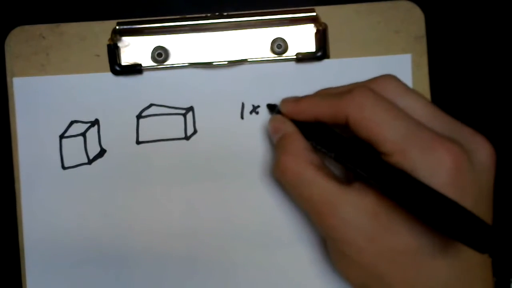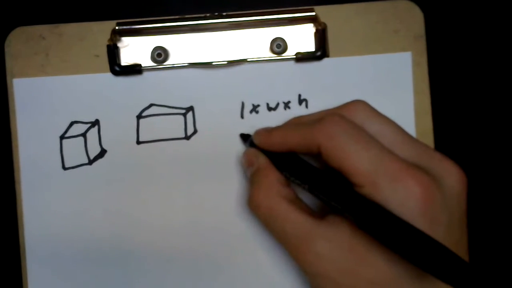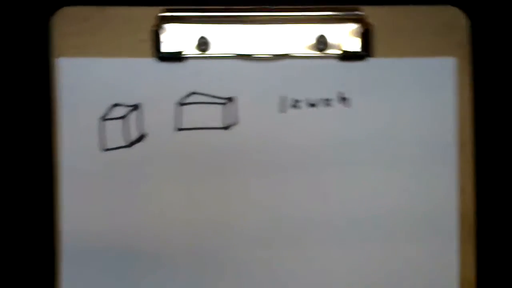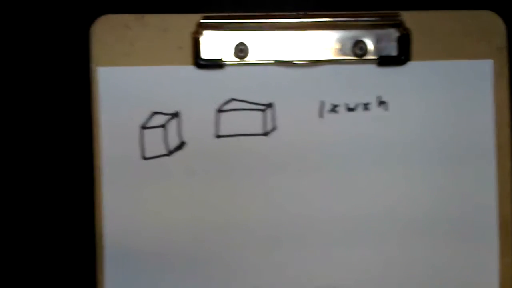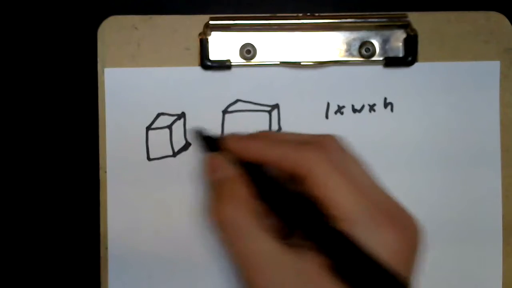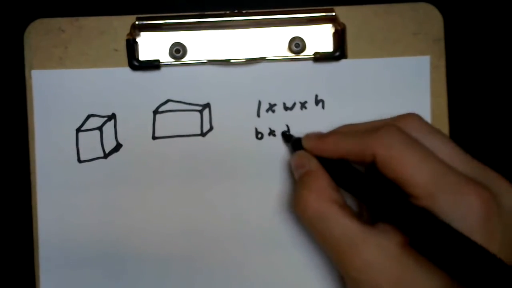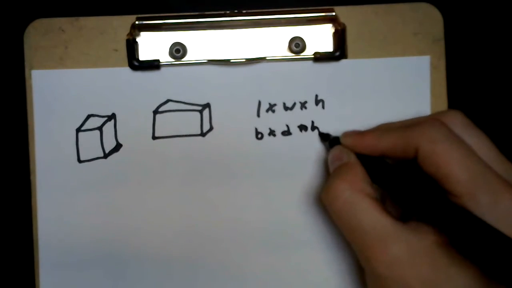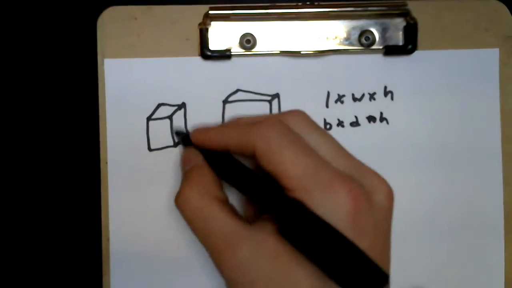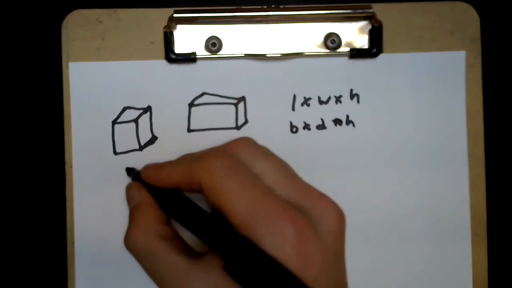It's length times width times height, which is the easiest way to do it. So here's your base, here's your width, here's your height. You may call it your base, your depth times your height. So there's your base, there's how far you're going back, which is your depth, and there's your height. So let's say that for this one it is 3.